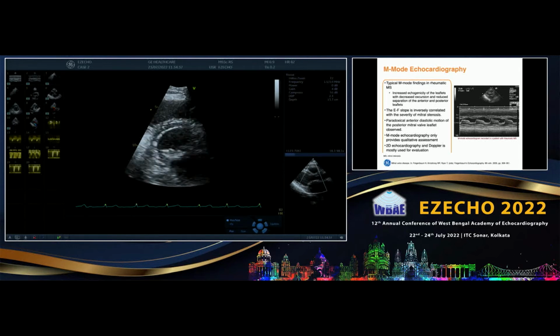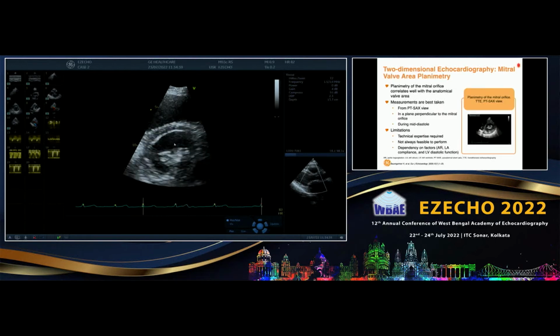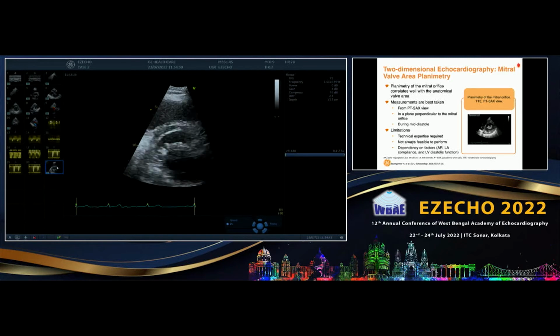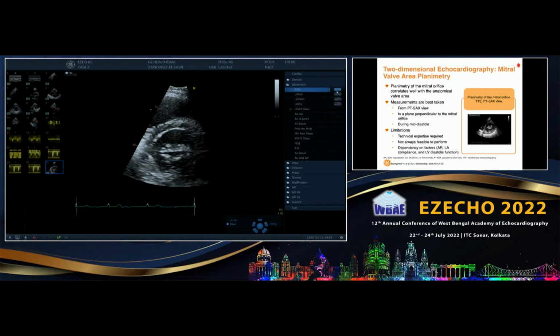And never use the pressure half time, especially in this kind of middle-aged patient, and also because of LV dysfunction, since it depends upon the LV relaxation time. So never use it. Now let us do it.